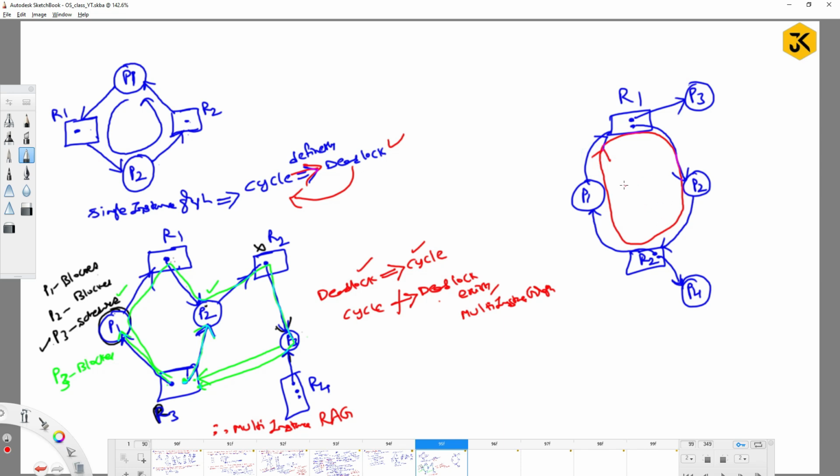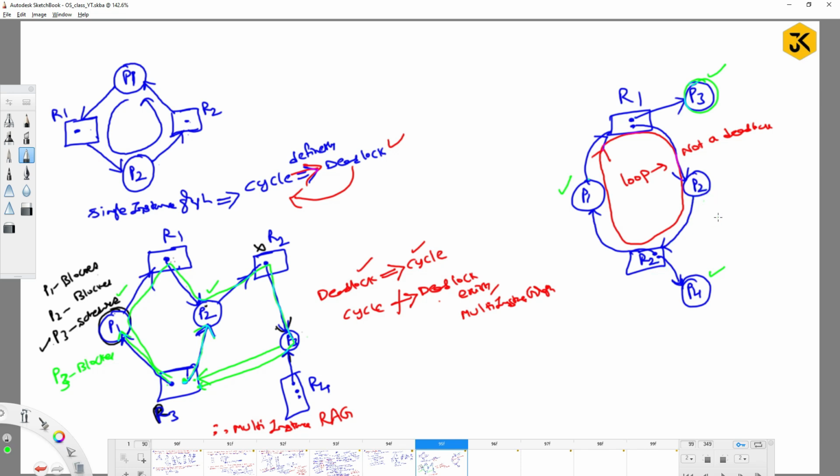Right? Even if it's a kind of loop, it doesn't mean that it's a deadlock. The reason is what? Simply put, observe: once P3 completes its execution, that resource will be given to P1. Then P1 is fully executed, so the loop is terminated. Or if P4 completes execution, that will be given to P2, then it will also be free, right?